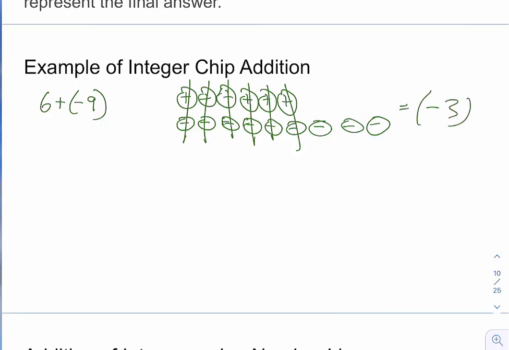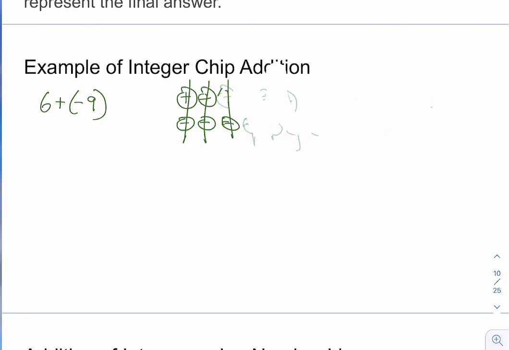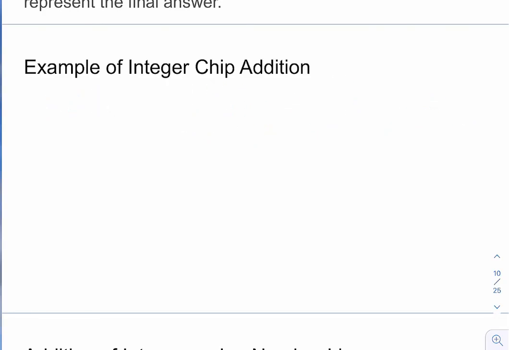3. Now, why is it a negative 3, not a positive? It's a negative 3 because each of these here are negative chips. So then the answer is negative. Let's do another one.